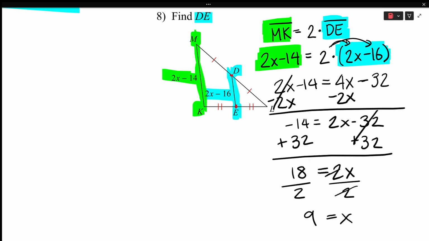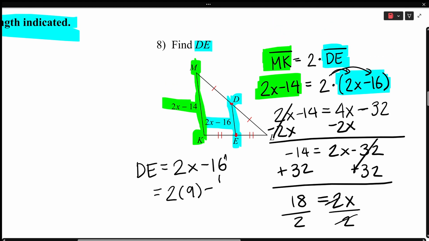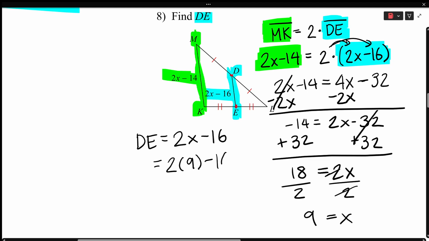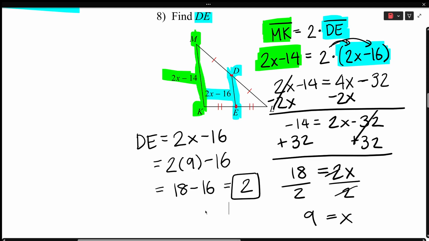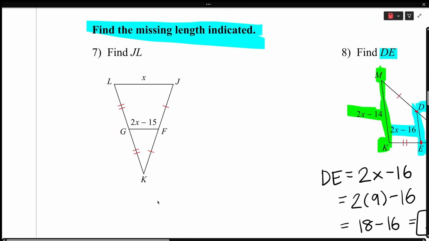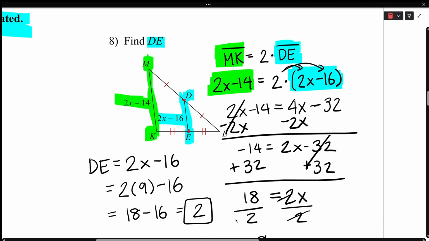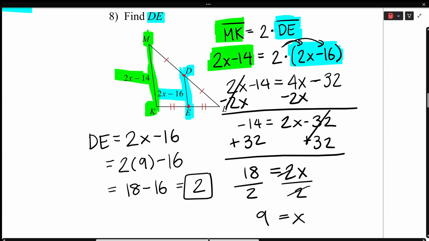But a lot of people have been saying, oh, my answer doesn't match your answer key. Plug it back in, right? The question said solve for DE. DE is 2x minus 16. So plug it in, 2 times 9, minus 16. 2 times 9, that's 18. Minus 16. Your final answer is 2. So DE equals 2. Okay, so trial number 7 should be a lot easier. Not a lot easier, but same process as number 8, but easier. Okay.